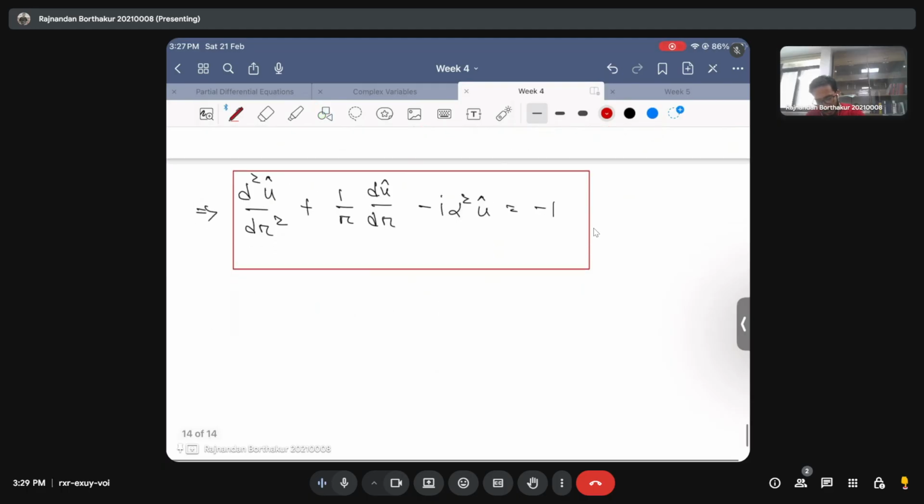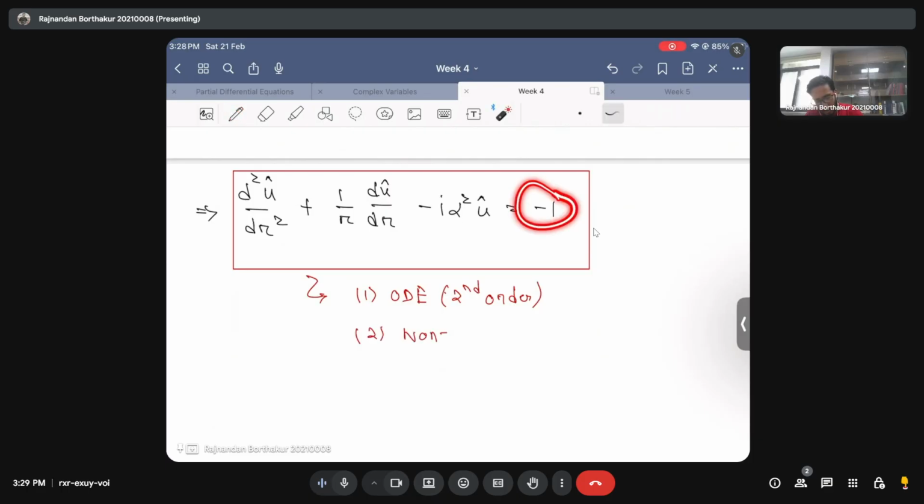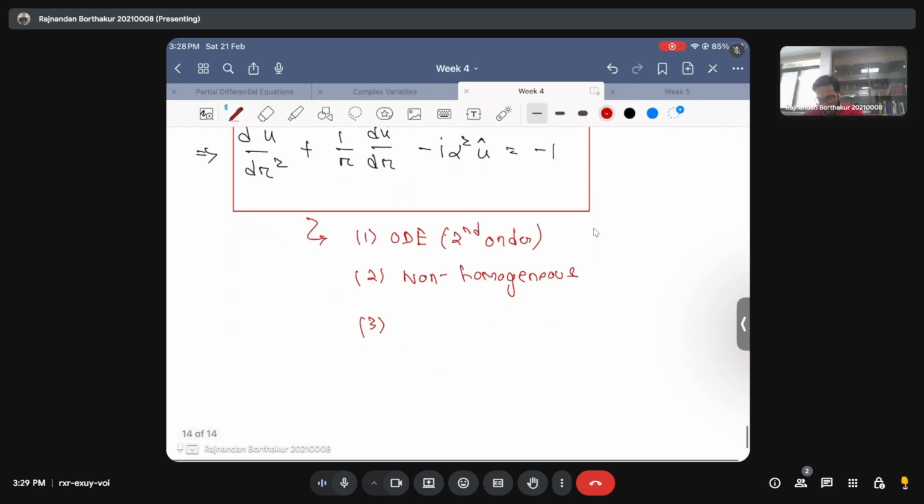Okay, so I hope you realize that first of all this is an ODE which is second order. It is non-homogeneous because we have this minus 1 term. Also there is a little bit of complexity in this ODE, that the coefficients of the terms u hat or the derivatives of u hat are not constants but variables basically. So this is an ODE with variable coefficients.